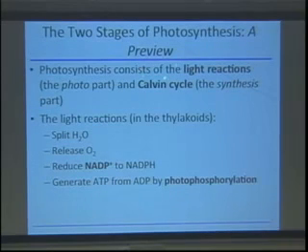So we can really break down the photosynthetic pathway into 2 phases. We first have the light reactions. This is the photo part of photosynthesis, and then we have the Calvin cycle, which is where synthesis of molecules is actually going on. So these light reactions that are going on in the thylakoid membranes of the chloroplast result in the splitting of water, the release of oxygen, and the reduction of a coenzyme.